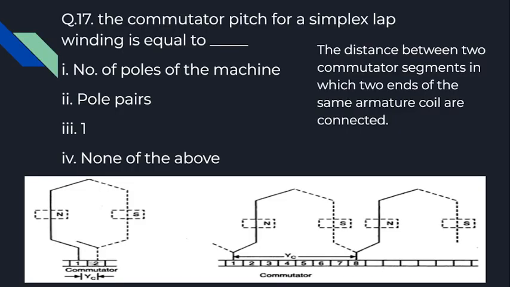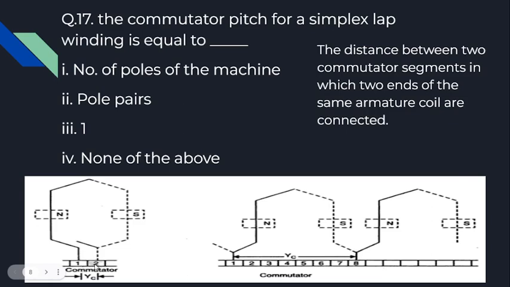Now, the commutator pitch for a simplex lap winding is equal to dash. For this, first you need to understand what the commutator pitch is. The commutator pitch is nothing but the distance between two commutator segments, here 1 and 2, and this is lap winding. So it is the distance between these two commutator segments wherein the two ends of the same coil are connected. This is one end of a coil, and this is the other end of that same coil. Both are connected between these segments 1 and 2, so the difference is 1. The commutator pitch for a lap winding will be 1, because it is just in between half of this and half of this.